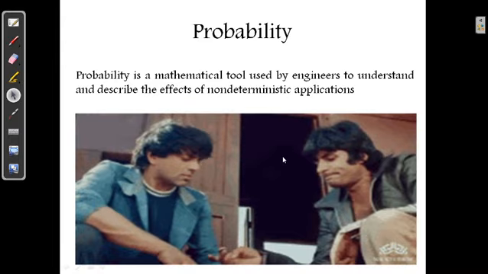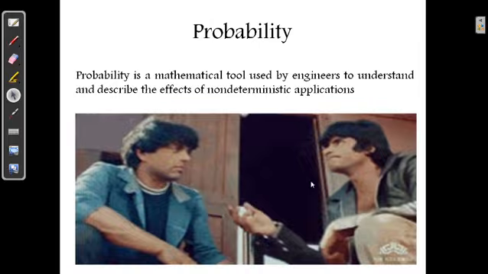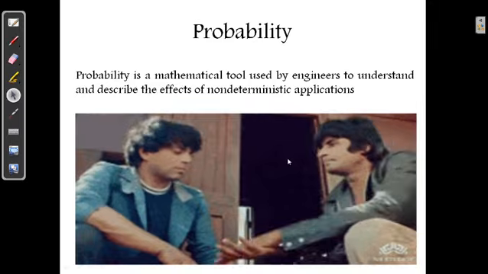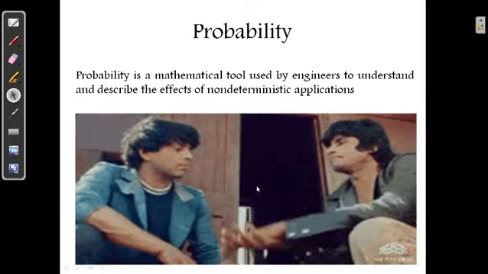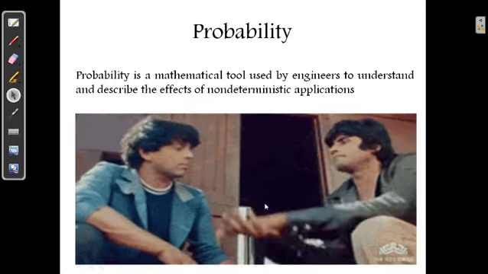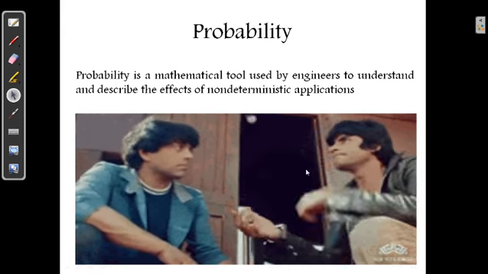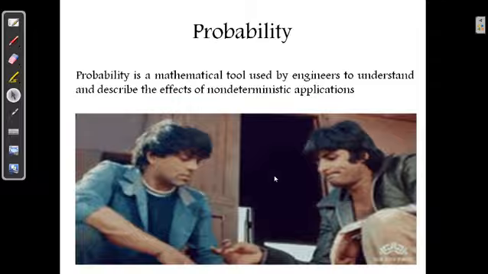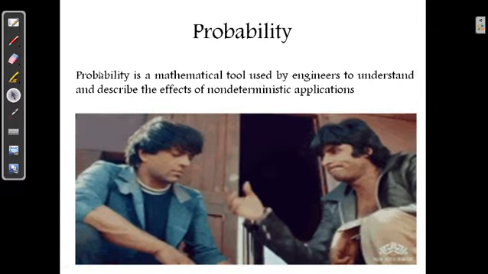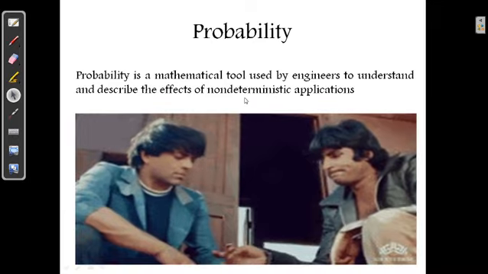Let us consider the example of tossing a coin. You would have observed in a movie where a coin is being tossed. Every time in this film, Amitabh Bachchan will be winning the game, right? Because the coin is unfair, on both sides it will be head and head. So the probability of winning is 100%. If the coin was fair, with head on one side and tail on the other side, the probability of winning was 50%. So probability is a mathematical tool used by engineers to understand the effect of non-deterministic applications.